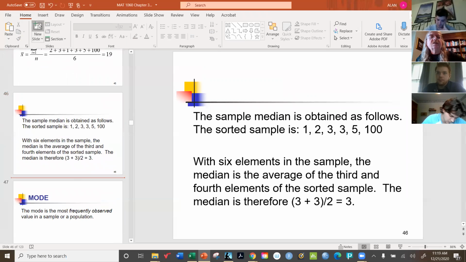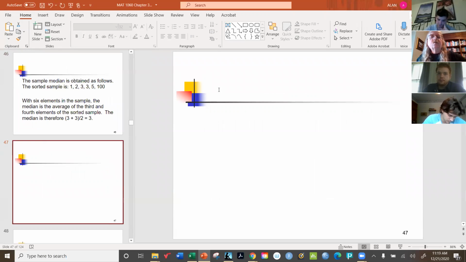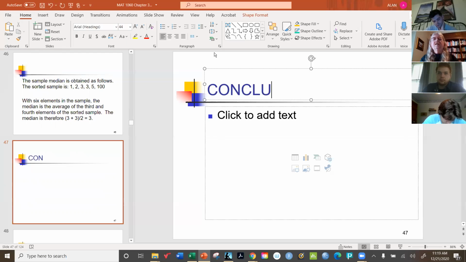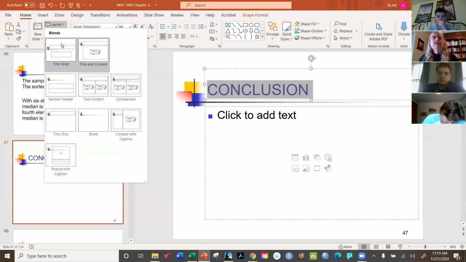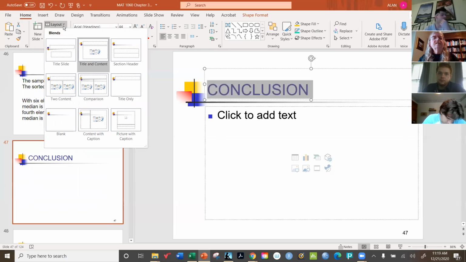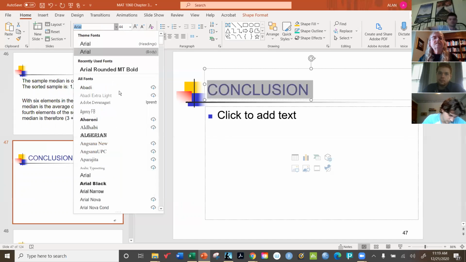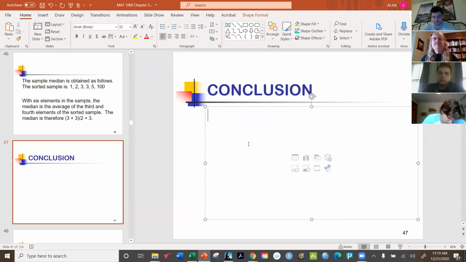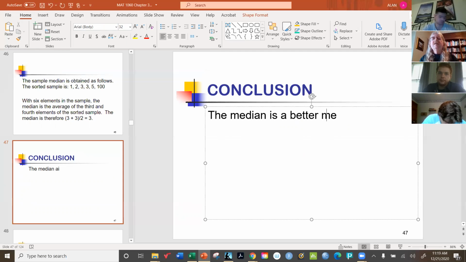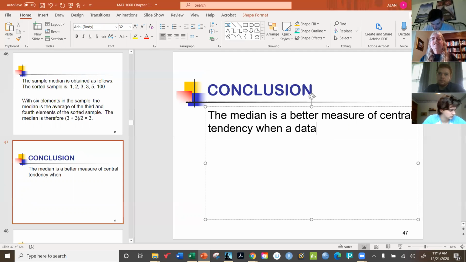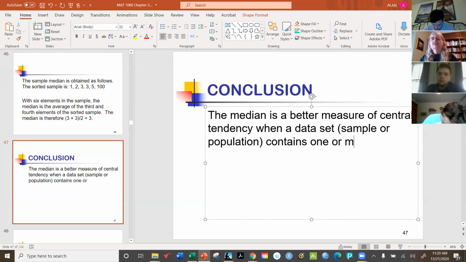So the story here is that when you have outliers in your data, let me just put this down here as a conclusion to all this. The grand conclusion to all of this discussion is that the median is a better measure of central tendency when a data set, which means either a sample or a population, contains one or more outliers.